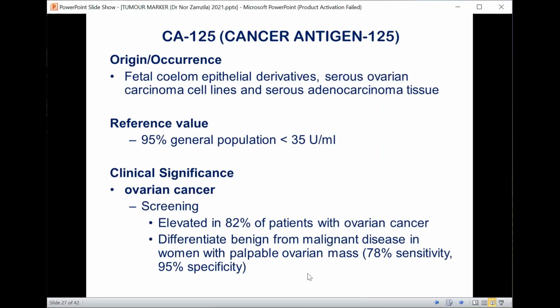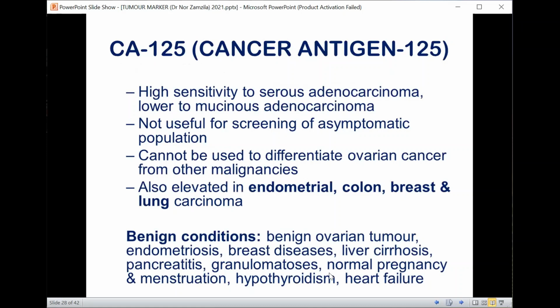Right, CA125. So it is mainly used in ovarian cancer, where CA125 can differentiate benign from malignant disease in women with palpable ovarian mass. Meaning that if you have a patient with palpable ovarian mass, you can use CA125 to differentiate between benign and malignant disease, but not to do this for the screening of the general population. And CA125 is more sensitive to serous adenocarcinoma than to mucinous adenocarcinoma.